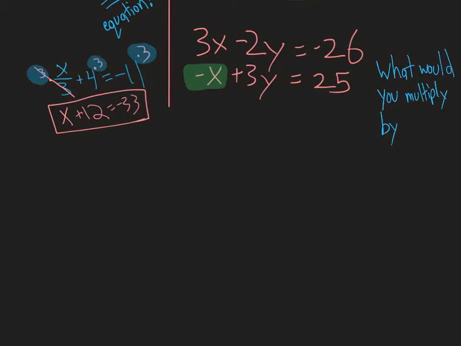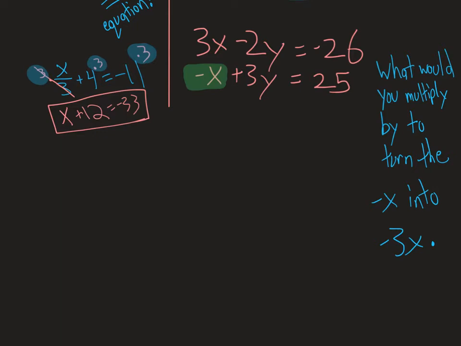What would you multiply by to turn the negative x into a negative 3x? I know, really obvious. Hopefully you're saying, duh, Mr. A, it would be 3. And you're correct. So a couple things to point out. We want to use 3 here to multiply by because we want a negative 3x.